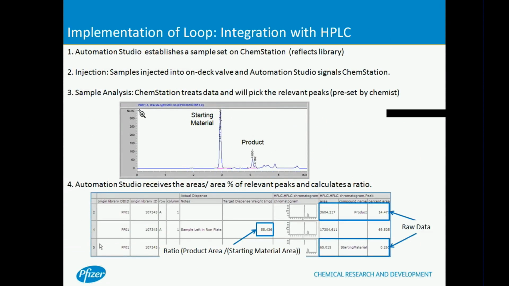The sample is then analyzed just like any other sample on your HPLC. We actually have ChemStation treating the data and picking peaks so that you would have starting material labeled and product labeled. This data is then received by Automation Studio, the area of each relevant peak and the area percent of each relevant peak, and essentially Automation Studio will then calculate a ratio based on those numbers. So this is the ratio of the product area to starting material area, derived directly from the HPLC trace.